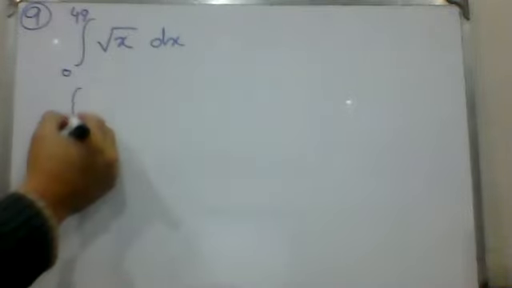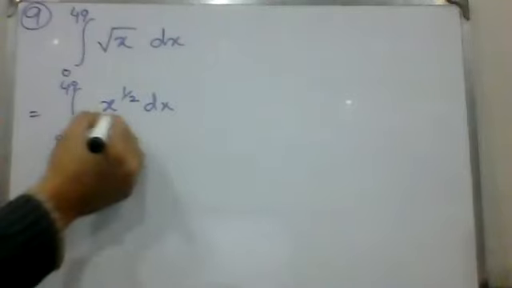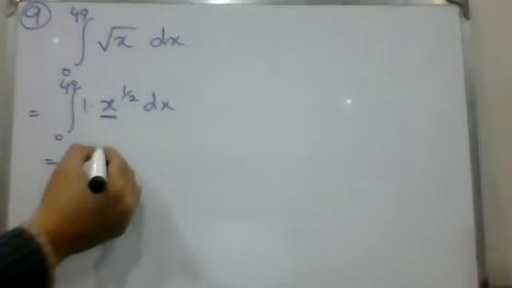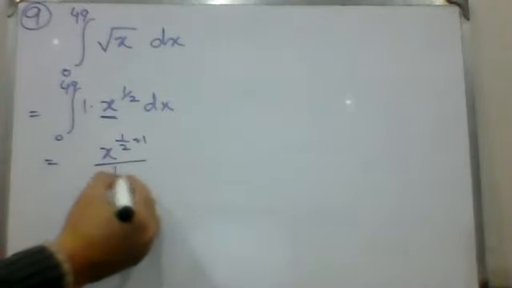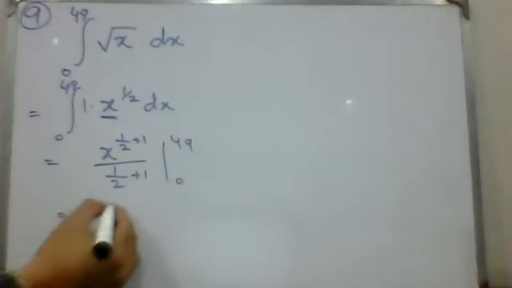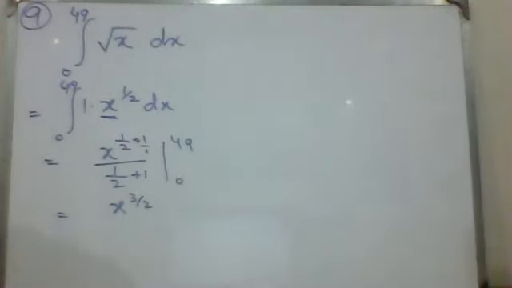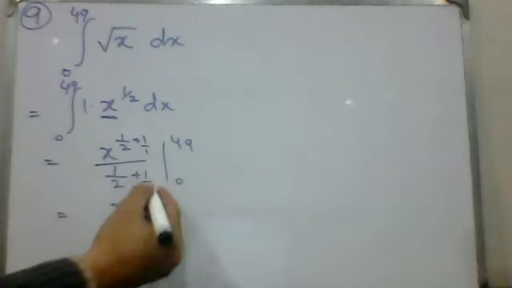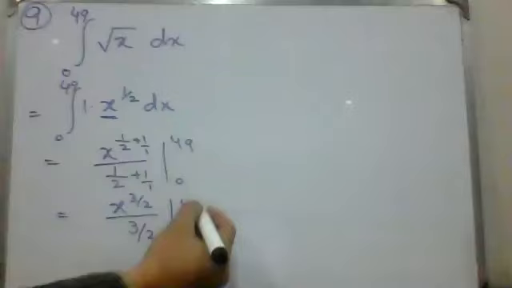That is our function. Now first we write 0 to 49 x power 1 by 2 dx. Derivative of x is 1. Now adding in the power is 1 by 2 plus 1, and in denominator 1 by 2 plus 1, that is 0 to 49. Here x power 3 by 2 after taking LCM between 1 by 2 and 1, and also in denominator taking LCM, we get 3 by 2, 0 to 49.